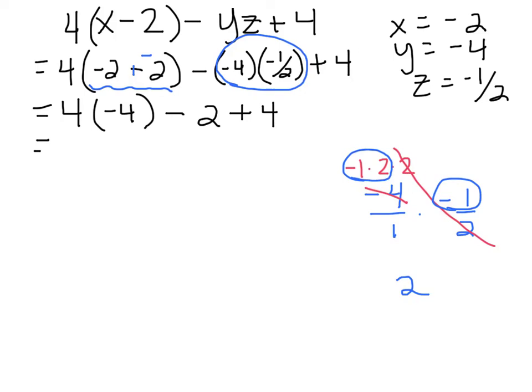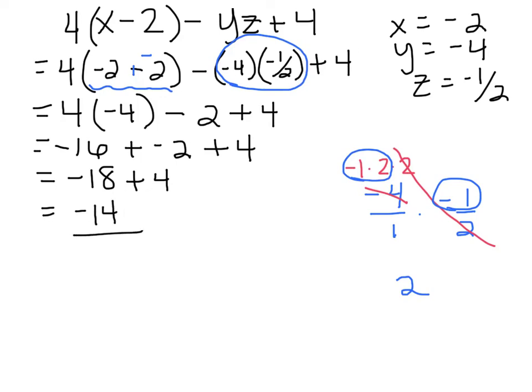4 times negative 4 is negative 16, plus a negative 2, plus a 4. Negative 16 plus negative 2 is negative 18, plus 4 is really a negative 14. And I'm going to box my answer. All right, remember, if I owe you a point, come see me tomorrow.